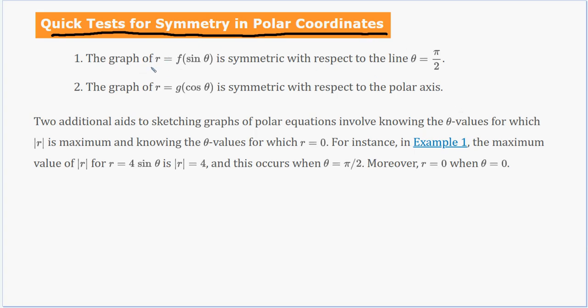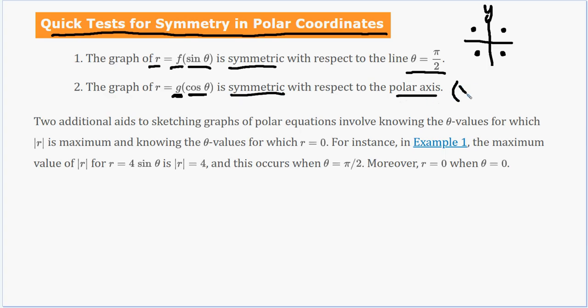If your graph is in this form, r is equal to some number times sine theta, you will have symmetry with respect to the line pi over 2, also known as the positive y-axis. So if we find a point here in quad 1, there'll be a symmetric point in quad 2. If we find a point here in maybe quad 4, we can jump across the y-axis and have a symmetric point in quadrant 3. On the other hand, if your function is in the form of some number times cos theta, your symmetry will be to the polar axis, also known as the x-axis.